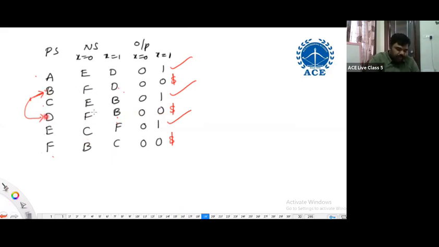That means I'm removing D. Then what can the states be? Let us see the present state, next state, and output.